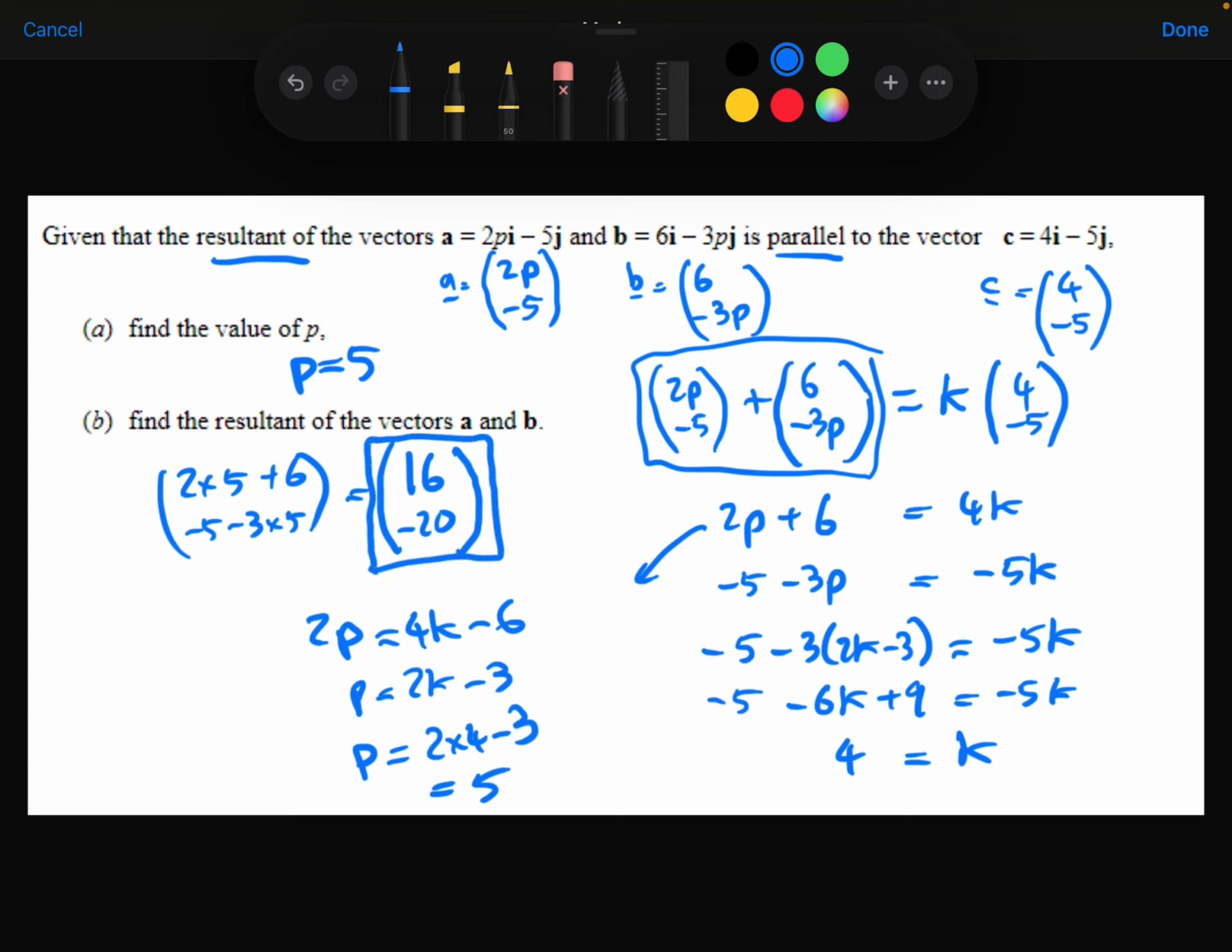So I think the key thing for this question is parallel means it has to be a multiple of C. Quite a lot of students forget the k for it being a multiple of C.